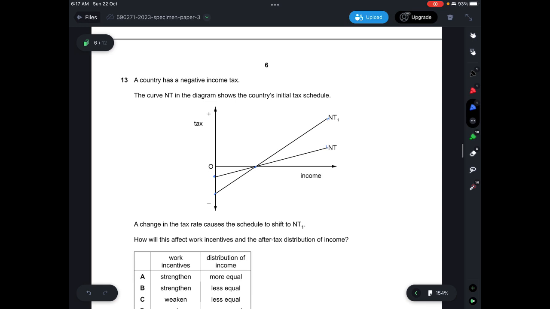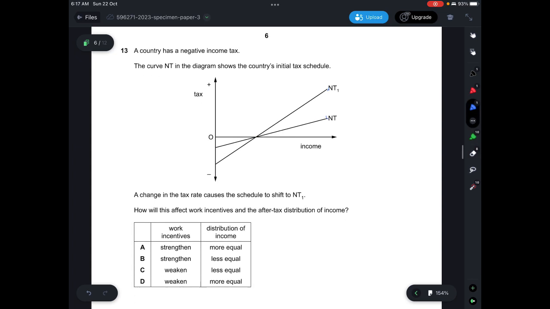Question 13. A country has a negative income tax. The curve NT in the diagram shows the country's initial tax schedule. A change in the tax rate causes the schedule to shift to NT1. And how will this affect work incentives and the after-tax distribution of income? Okay, so the initial tax schedule is NT, and then the new one would be NT1.